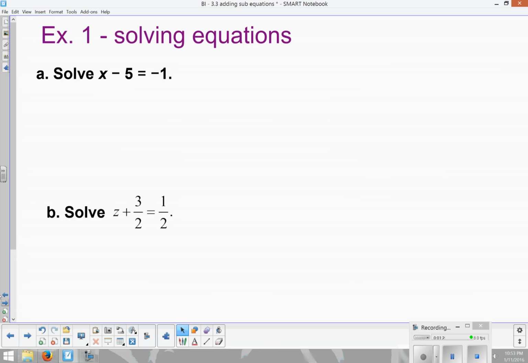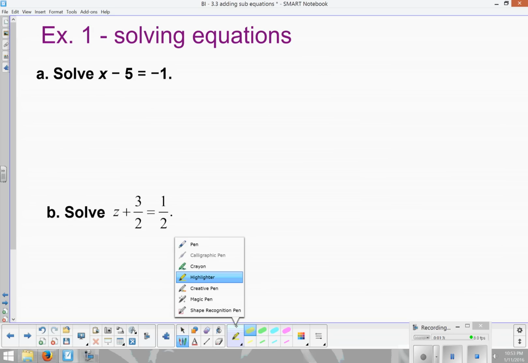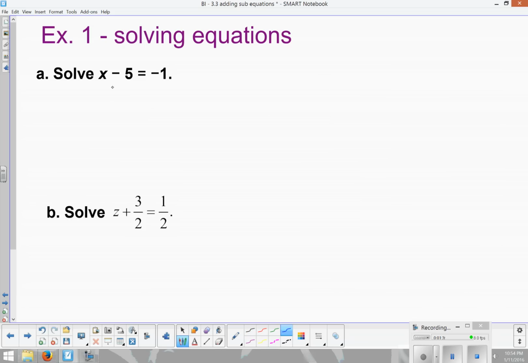Again, when you're solving an equation, you're basically trying to isolate and get the variable by itself. Starting with example A, I see that we have an x. So we're going to solve for that x. How do you get that x by itself? I notice there's a minus 5 that we want to get rid of, and then x will be by itself. So you need to know what the inverse of minus 5 is. The inverse of minus 5 is going to be plus 5.